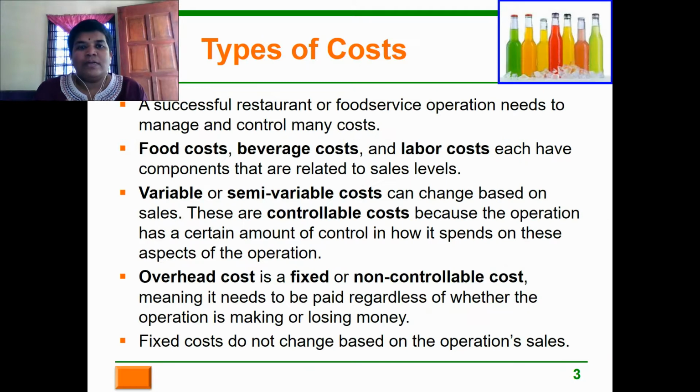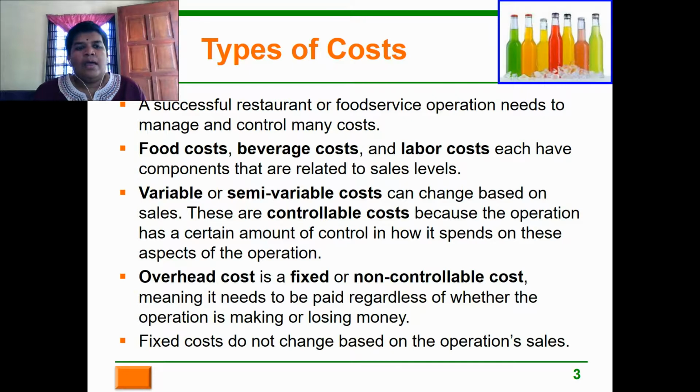So here we look into the types of cost. A successful restaurant or food service operation needs to manage and control many costs. Food costs, beverage costs, and labor costs each have components that are related to sales level. Variable or semi-variable costs can change based on sales. These are controllable costs because the operation has a certain amount of control over how it spends on this aspect of operation. So variable costs you can control.